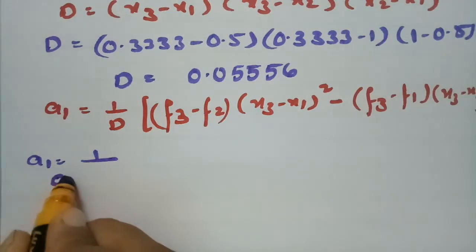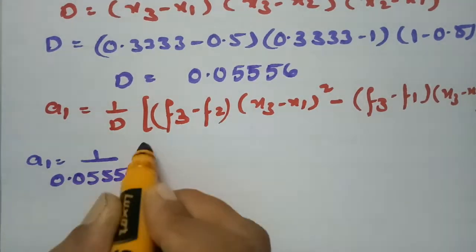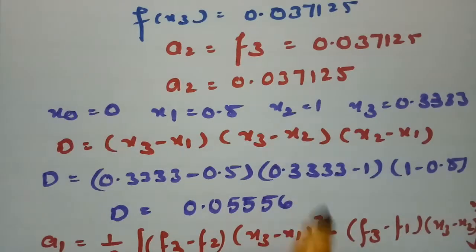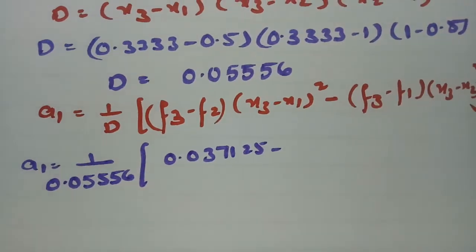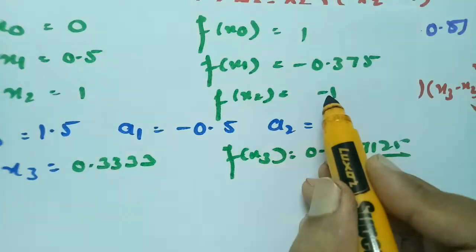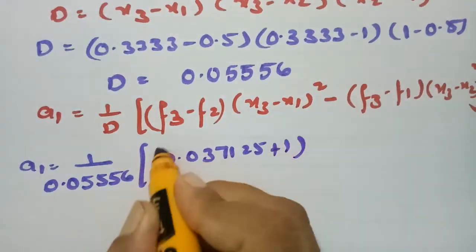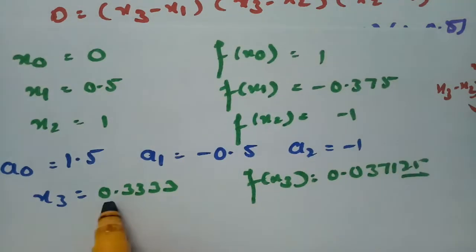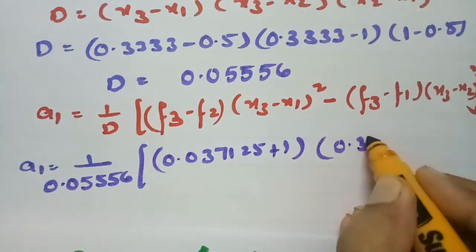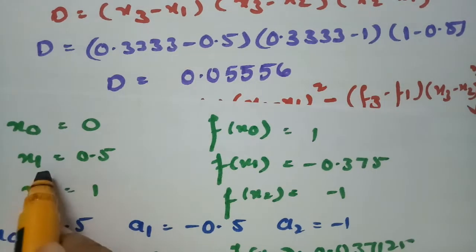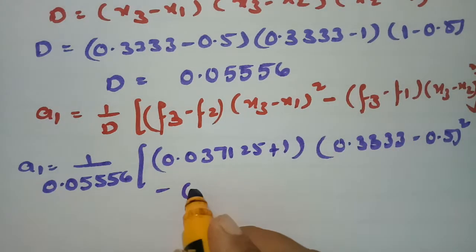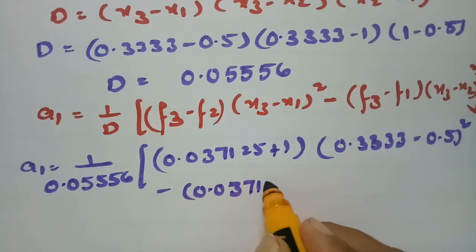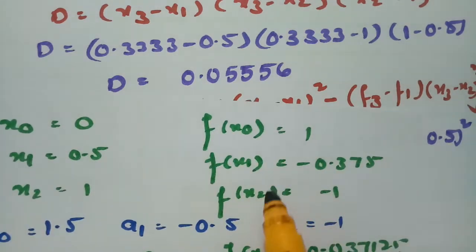What is the d value? That is 0.05556. What is our f3? So f3 value is ready as 0.037125 minus, what is our f2? I am showing f2 value as minus 1. So this is minus of minus, plus 1 into x3. So what is x3? This is 0.3333 minus x1, that is 0.5 whole square minus f3, that is 0.037125 minus f1. What is f1 value?